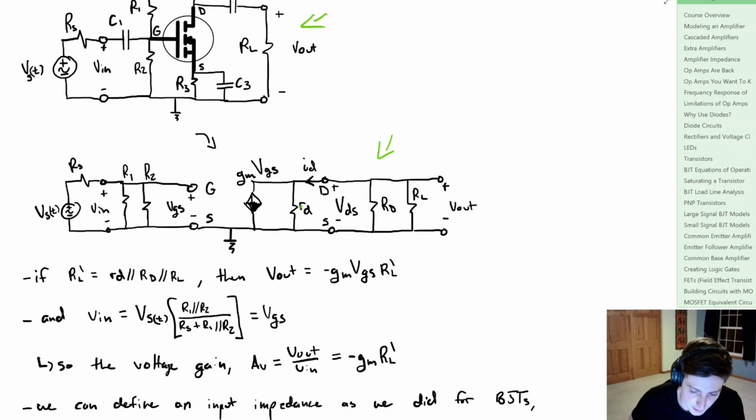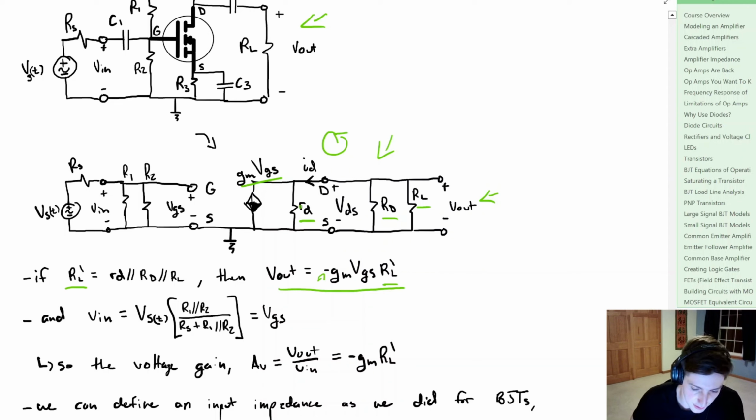So the first thing that we can do is combine lowercase rd, capital RD, and that load resistor. We can call that RL prime. And then we know if we did a KCL around that loop, we could say that the output voltage is equal to this current times RL prime, and we get this negative sign because of how we define the polarity right here. So this allows us to find our output voltage.